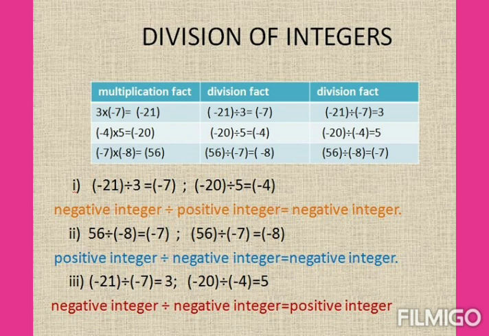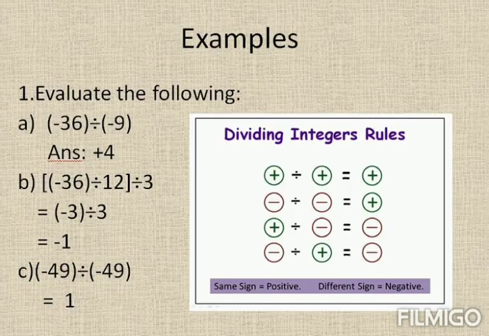Now let us conclude the rules of division of integers. That is, positive divided by positive is equal to positive. Negative divided by negative is equal to positive. Positive divided by negative is equal to negative. Negative divided by positive is equal to negative. Don't forget these rules. This will help you to solve the problems. Children, remember that when we are dividing, if the integers are of the same sign, the quotient will be positive. If the integers are of different sign, the quotient will be negative.